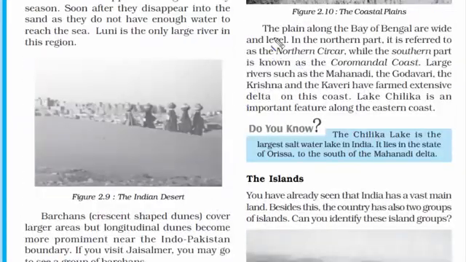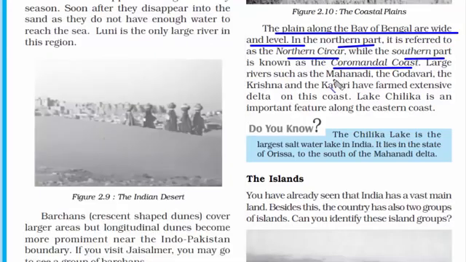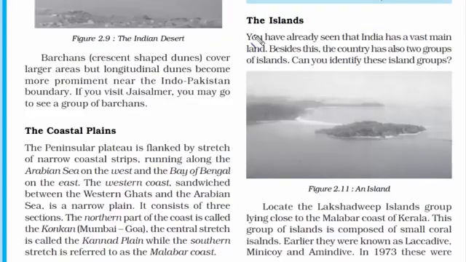Now let's move on to the Eastern Ghats. They are comparatively wider than the Western Ghat. It is referred to in two parts, that is the Northern Sarkar, while the southern part is known as Coromandel Coast. Some rivers such as Mahanadi, Godavari, Krishna, Kaveri, they drain into the eastern side. And on the western side, Narmada and Tapi are the rivers that drain into the western side.